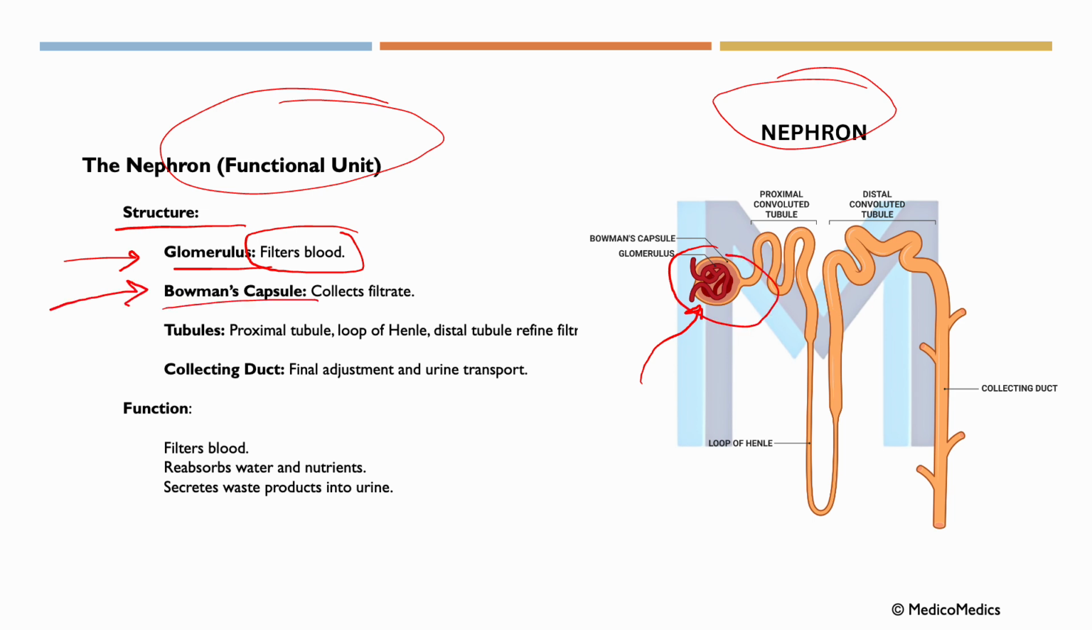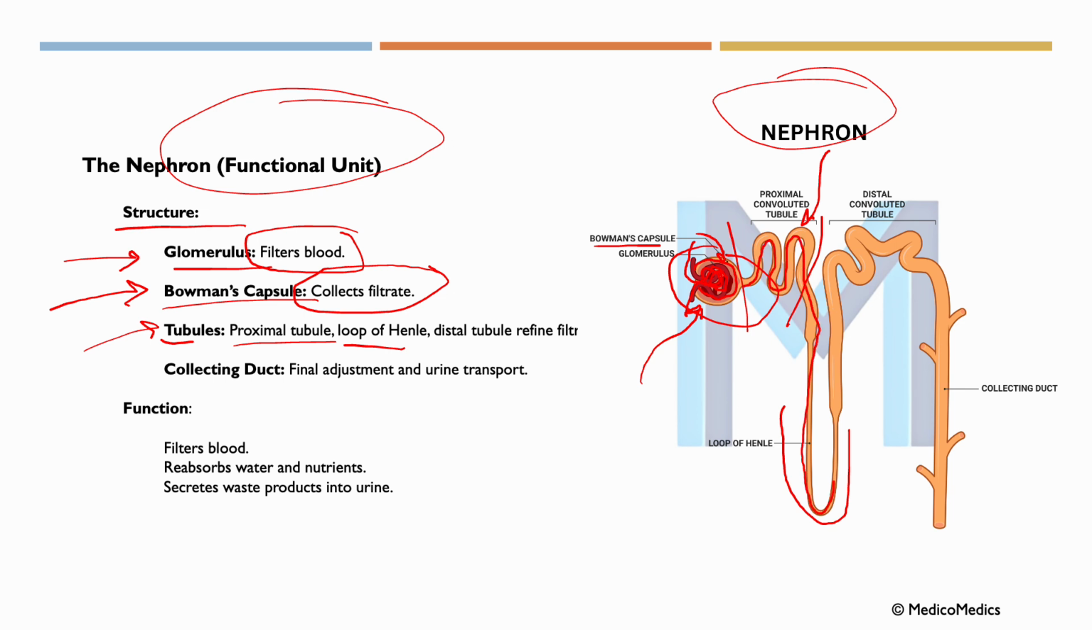It has a Bowman's capsule. This collects filtrate. So as you can see, the Bowman's capsule is sitting above it or surrounding it. So the network of blood capillaries, etc., runs through here. Then we have the tubules. So we have the proximal tubule here. It's proximal to the glomerulus, so it's called proximal. Then we have the loop of Henle, because this tube continues downwards, and then it loops back up. This is called the loop of Henle.